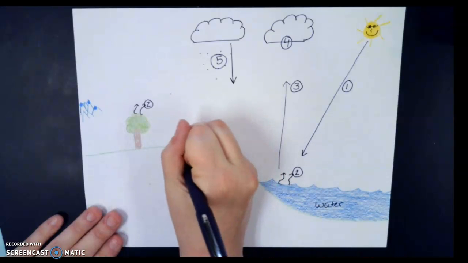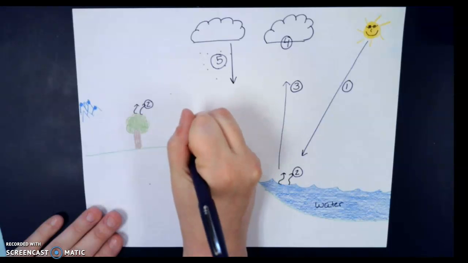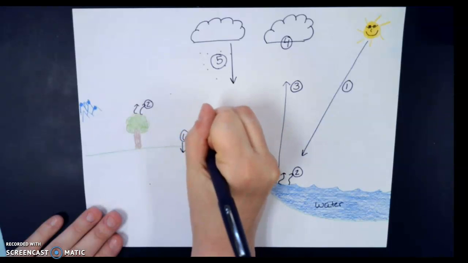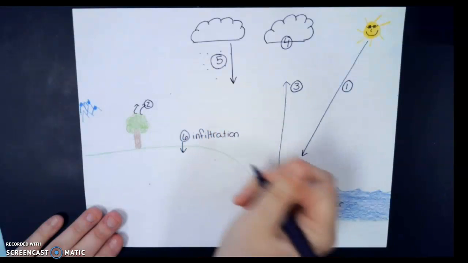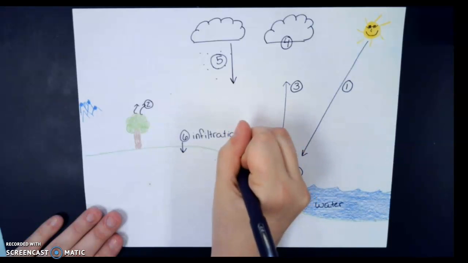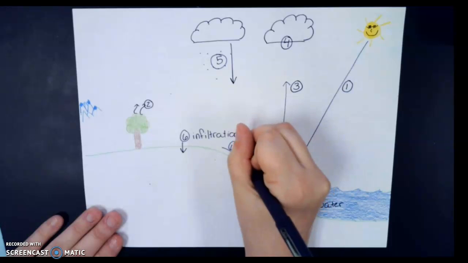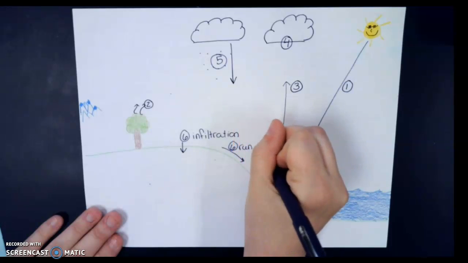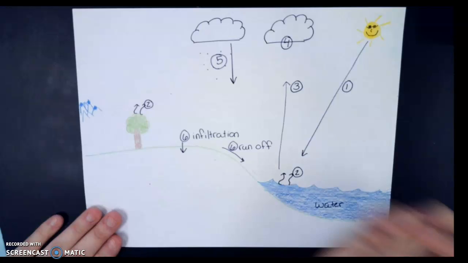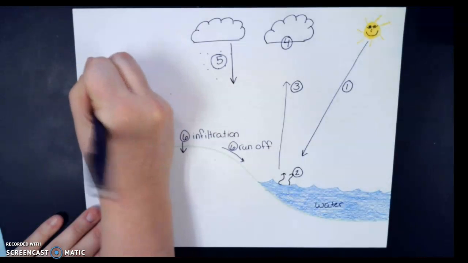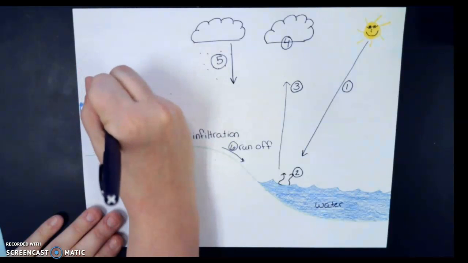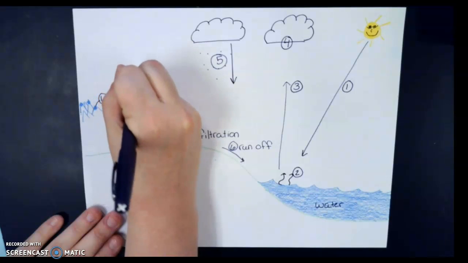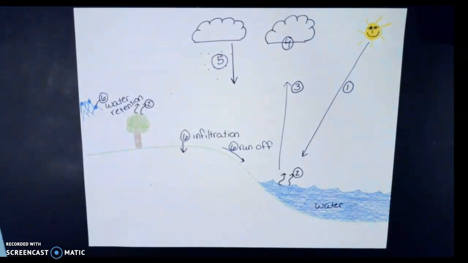The first one is it can seep or sink into the ground. We call that infiltration. It can run over the surface back to oceans. So that's runoff back to oceans, lakes, streams. It can be held in glaciers. We call that water retention. So this is the drawing that you're going to need for the water cycle.